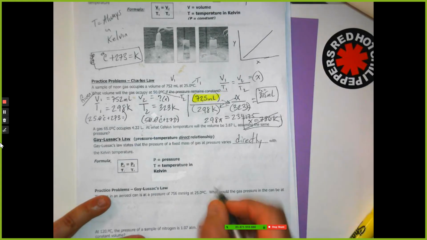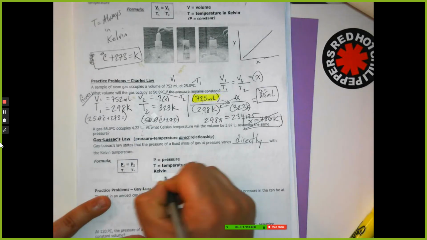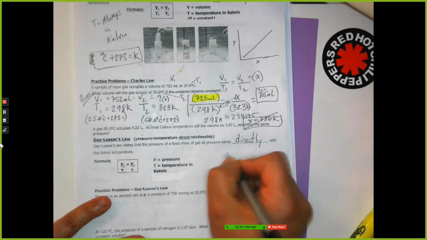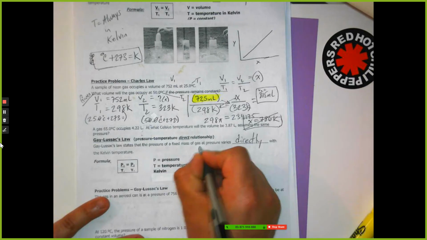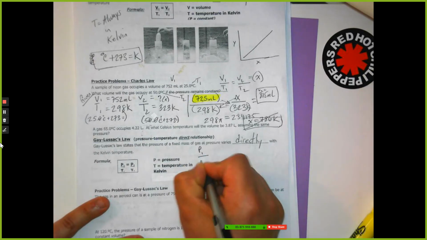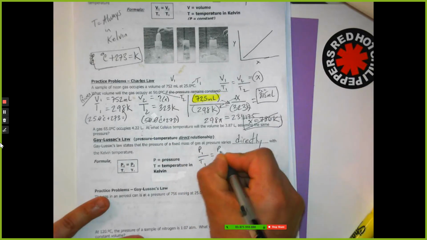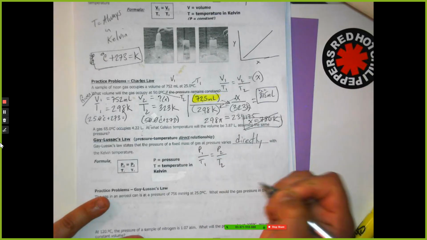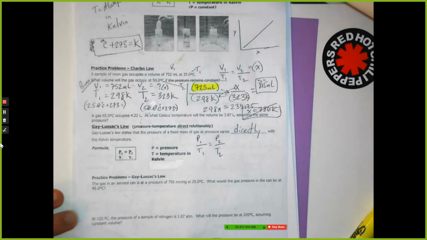This one is dealing with pressure and temperature. Volume is constant, so it's not part of the equation. So your equation then is P1 over T1 is equal to P2 over T2. Okay. And so when you read these, you can work them the same way. Now you're just dealing with pressure and temperature.